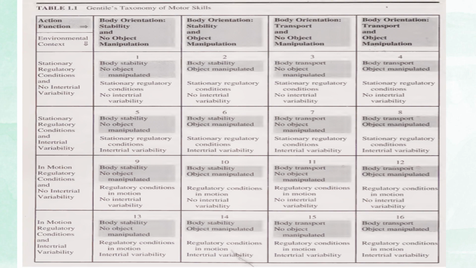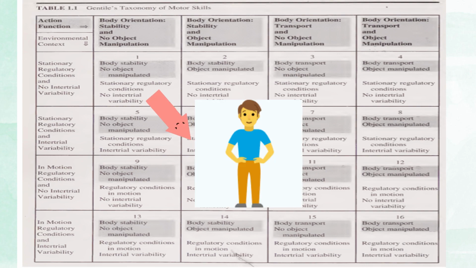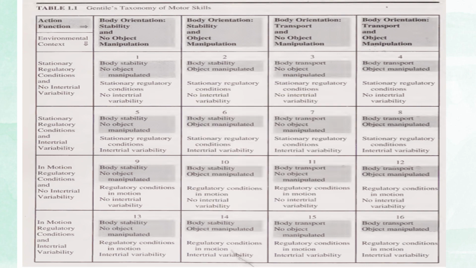Note that in this table, numbers are included in the taxonomy to label each category. Gentile did not number the categories. The category containing the simplest skills, shown in box 1 of the table, includes skills in which the environmental context is stationary. There is no intertrial variability, and there is no body transport or object manipulation required. Some examples here are standing and sitting. Skills in this category are comparable to those at the extreme closed skills end of the closed or open skills continuum, which we discussed earlier.